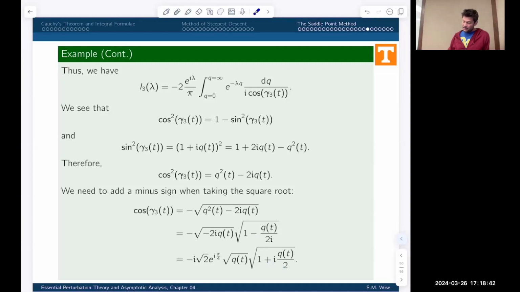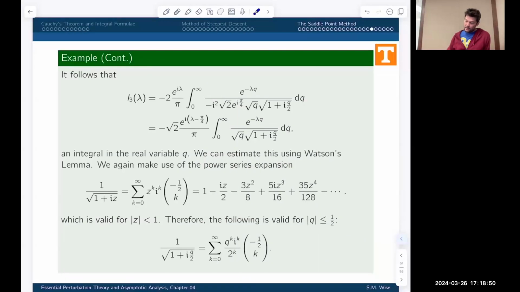But now look what has happened. This is now totally in terms of q. So I can totally convert to my q variable. But it's a hellacious nightmare of an integral, right? You get that. What can I do with that?